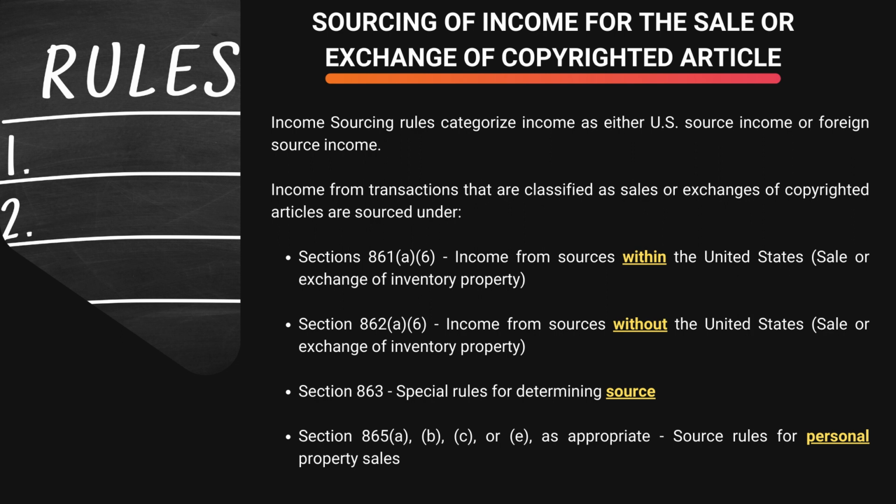Intangible are things you don't see, as I've stated. You have trademark, copyright, goodwill, even stocks are intangible assets. And then you have tangible assets such as computers, furniture, equipment, anything that's not real estate. Even animals could be personal, tangible property. So if you want to know the income sourcing rules as they relate to the sale or exchange of a copyrighted article, these are the code sections you should be using.